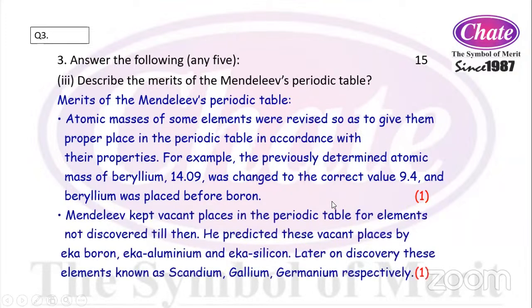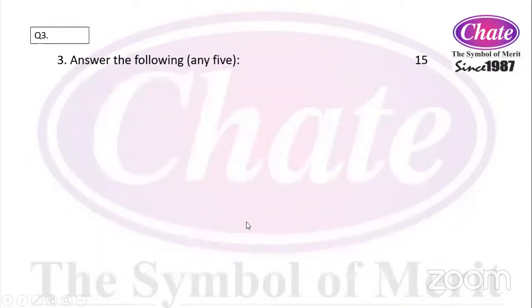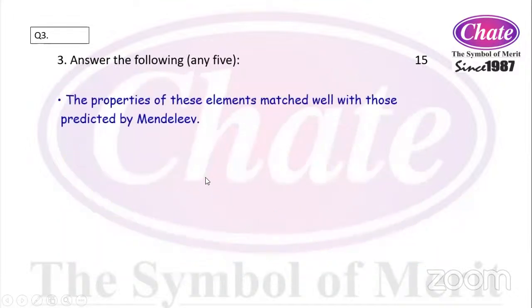And the second one, that is very important, Mendeleev kept vacant places in the periodic table for elements not discovered till then. That means using his classification of elements, he could predict the elements. Okay, that means the vacant places can be filled. That is why this is very respected work by Mendeleev. So here he predicted vacant places named Eka boron, Eka aluminum, and Eka silicon, and later, after discovery of these elements, they were known as scandium, gallium, and germanium, respectively. Okay, so this is one of the merits.